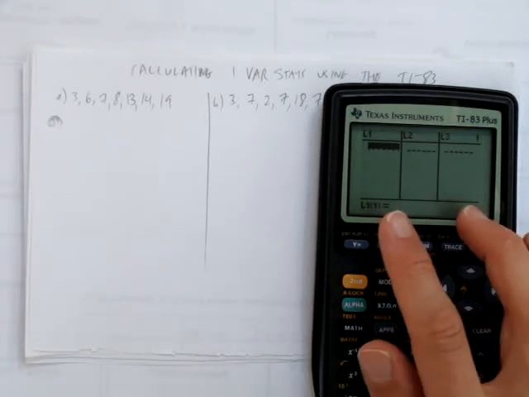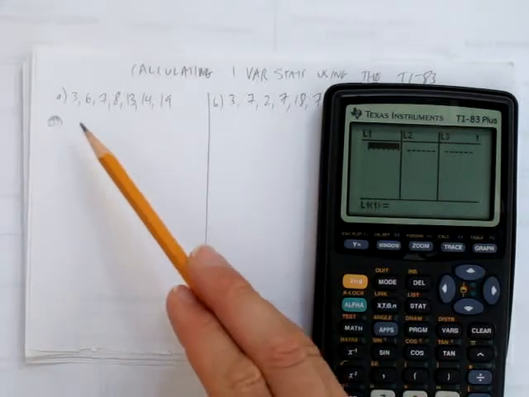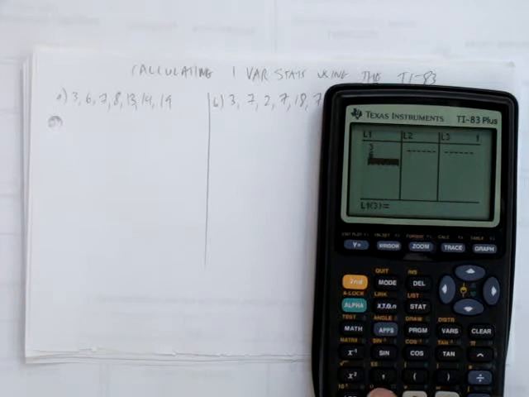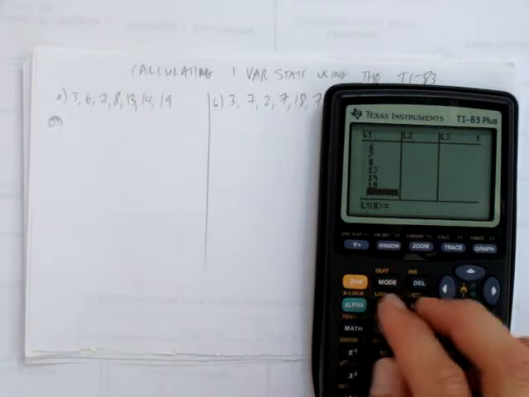And what I'm going to do is in list 1, I'm going to type in the numbers I have for example A. We'll just stick with example A for now. So 3, enter. 6, enter. 7, enter. 8, enter. 13, enter. 14, enter. And 19, enter. Done. All my data is in the graphing calculator, and this is going to be really useful when the data list gets long, 40 numbers, 50 numbers, 100 numbers, because the graphing calculator will calculate everything for us by hand in a few easy steps.